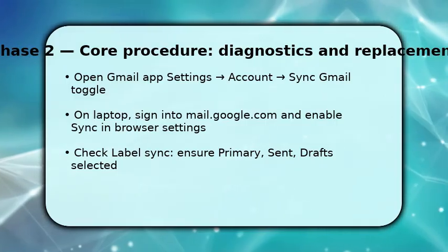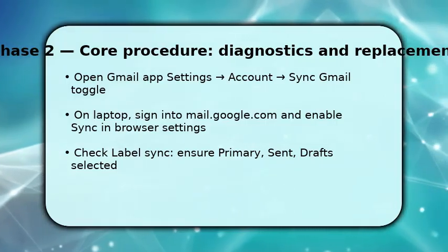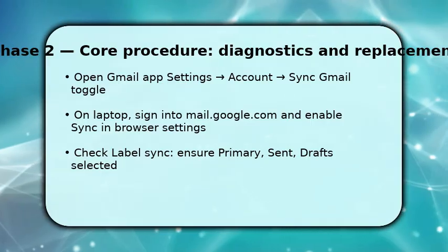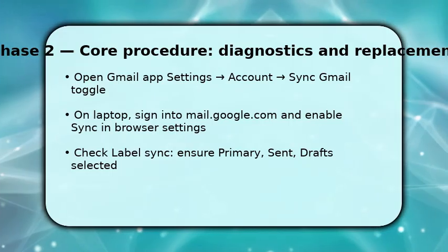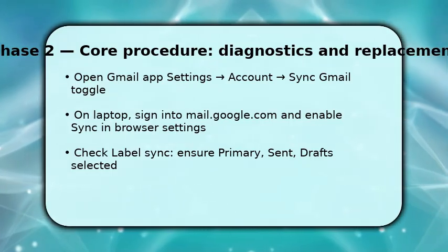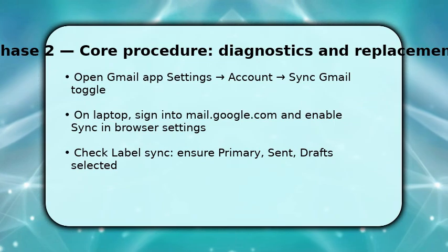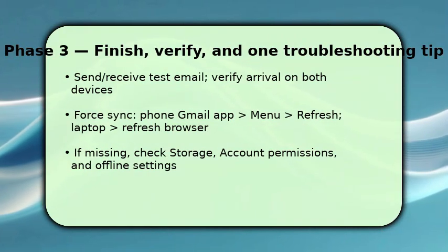Make sure label sync settings include primary, sent, and draft so messages appear everywhere. Once those are aligned, send a test message from one device and watch it appear on the other. This validates permissions and server-side syncing. Finish by performing a practical check.